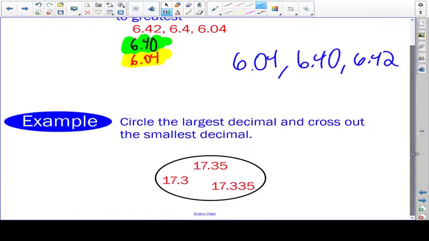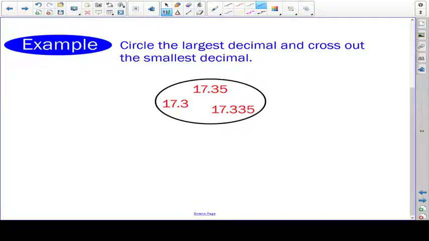And we have one last question that we're going to do here. We have some kind of an oval, and we've got 3 numbers in the oval. And what we're going to do is circle the largest number and cross out the smallest. So just like above, we are in essence ordering these numbers. We got to find out where the smallest one lives and where the largest one lives.